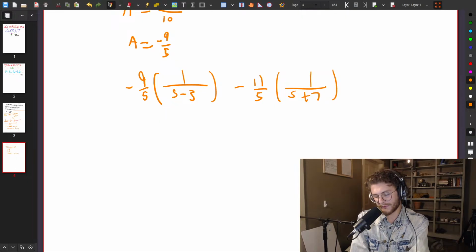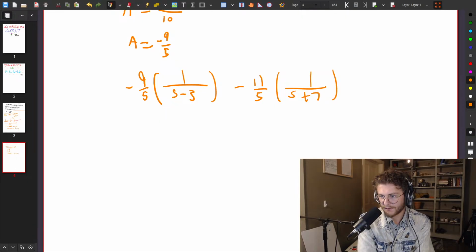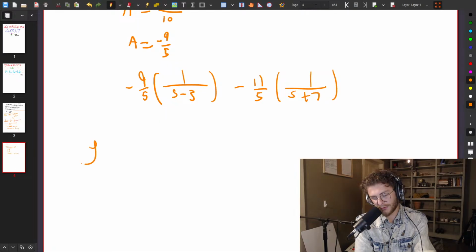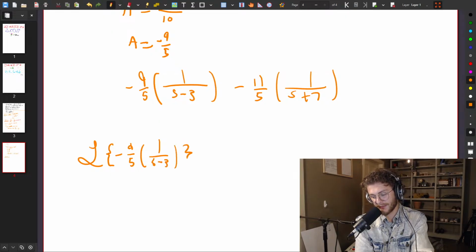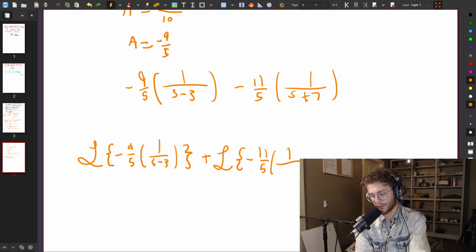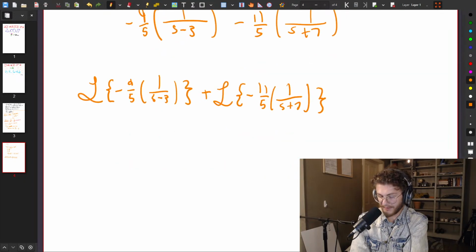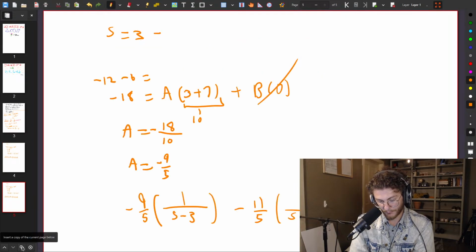So now what we got to do is just take the Laplace transform of this to get our final answer, which is going to be the inverse Laplace transform of negative 9/5 of 1 over s minus 3, plus the inverse Laplace transform of negative 11/5 times 1 over s plus 7. Now, I've gone ahead and already separated some of these a little bit to help us out. We're going to duplicate these one more time.